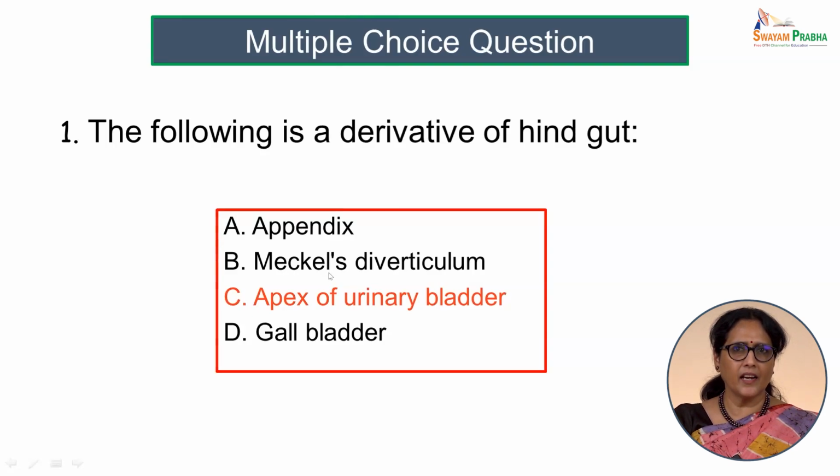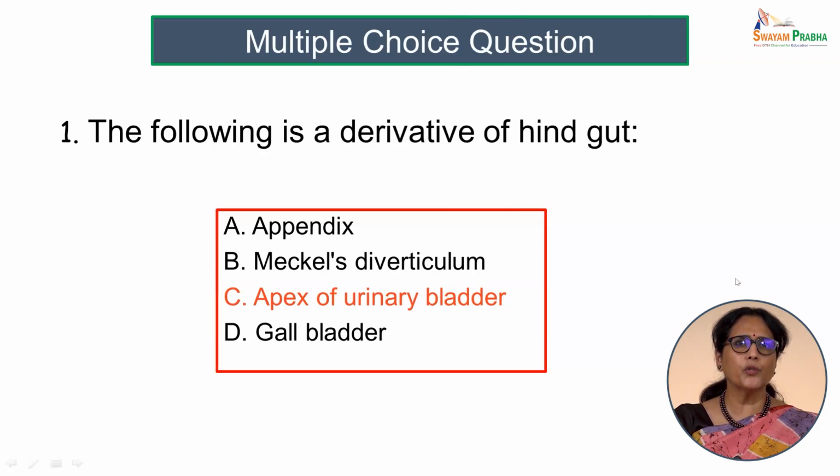Appendix and Meckel's diverticulum are derived from midgut, while gallbladder develops at the junction between foregut and midgut. The answer to derivative of hindgut is hence the apex of urinary bladder. It develops from the proximal part of urachus.